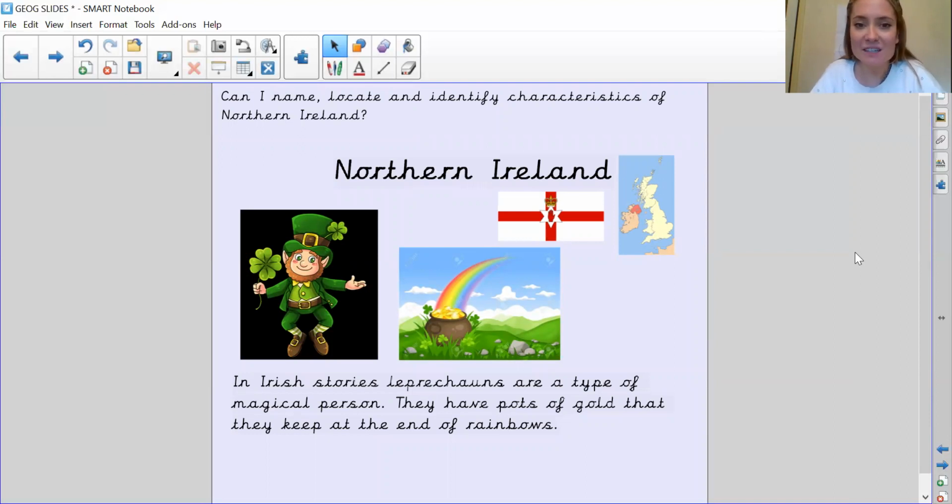Okay, so in Irish stories, leprechauns are a type of magical person. Now they have a pot of gold that they keep at the end of rainbows. And can you see this leprechaun here? He's got a little shamrock in his hat and he's also holding one, isn't he? And if you look really closely at my pot of gold, you can see a few shamrocks around it.